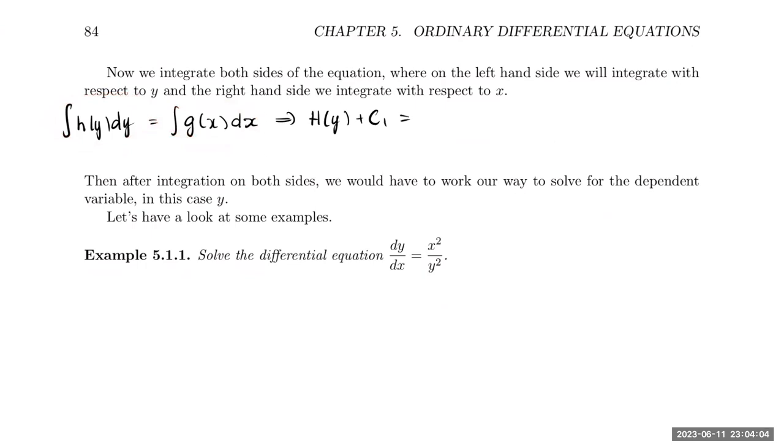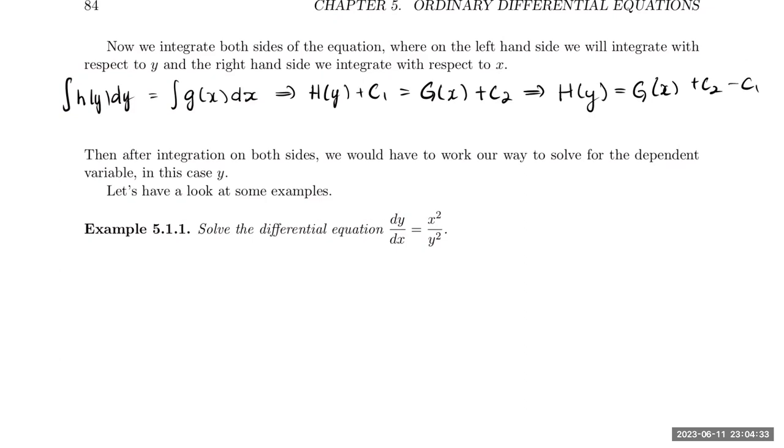So on the right-hand side, we'll have G of x plus c2. Now, I'm going to bring the constant c1 all over to the right-hand side. So I'm going to write this as H(y) is equal to G(x) plus c2 minus c1.